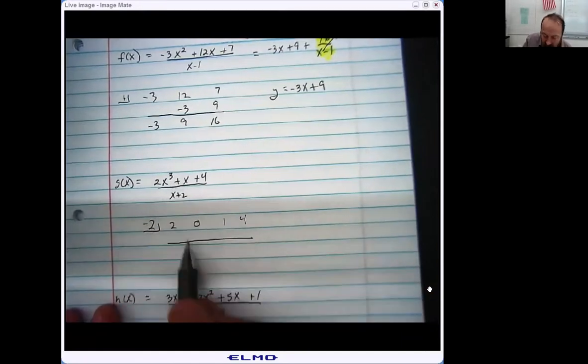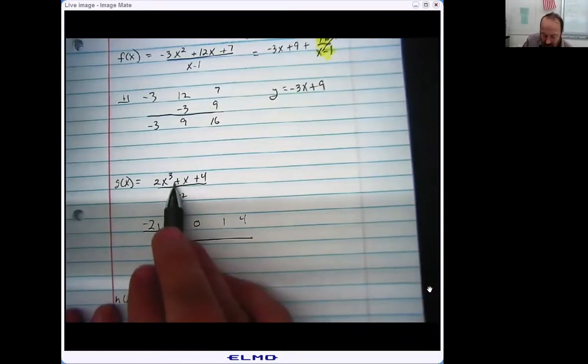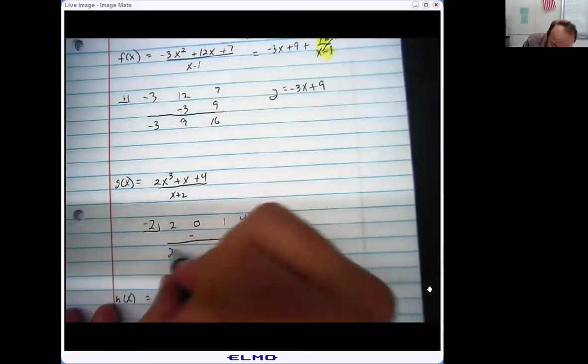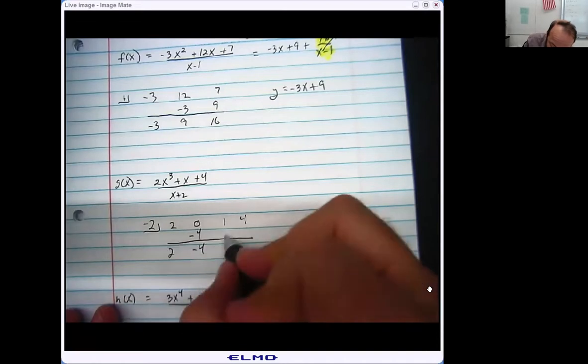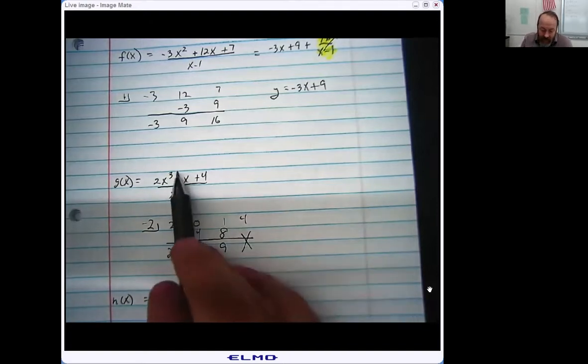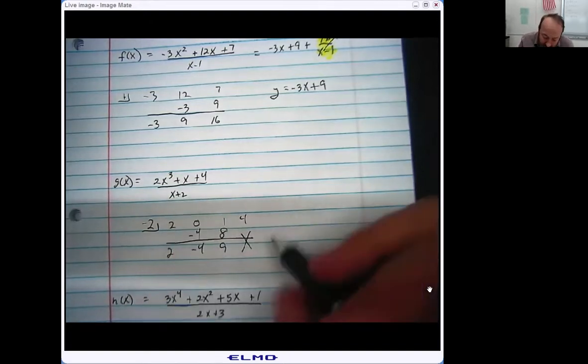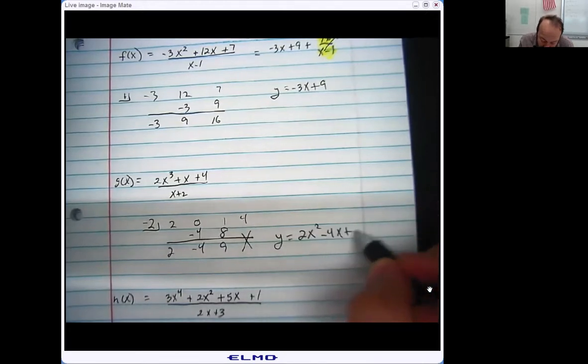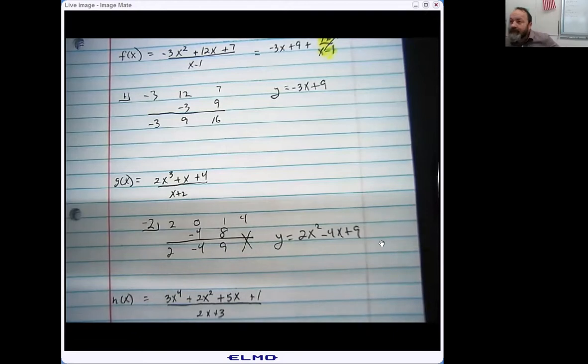Now, I did hook a couple people earlier today. They didn't realize that that 0 is there. It's a little bit sneaky. 2 times negative 2 is negative 4. We multiply, we get 8 and 9. Again, not going to worry about that. But the fact that we have a third divided by a first means this is a second, which means my end behavior asymptote should be 2x squared minus 4x plus 9. So let's go ahead and see what we can do if we look back at Desmos.